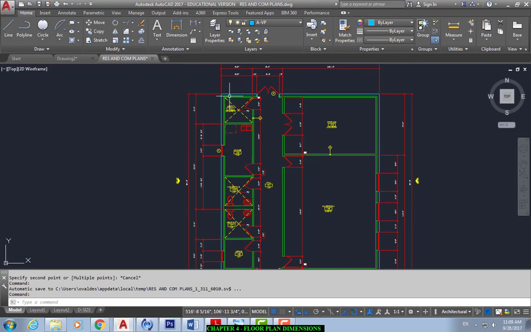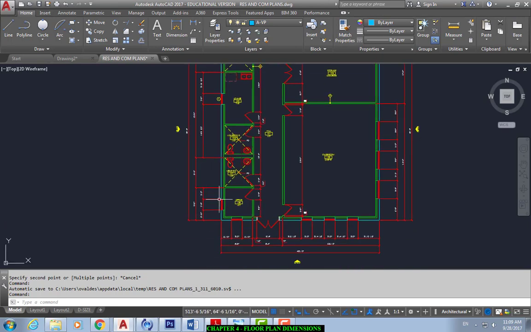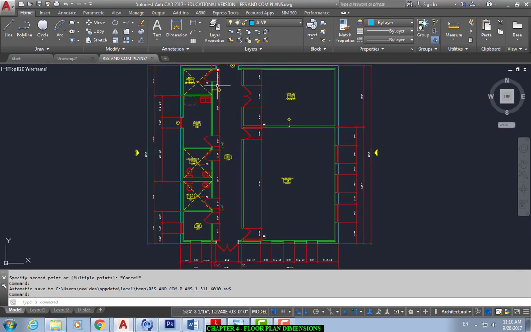The other one is interior walls. I have an interior wall there. Actually, we missed that one. We should have one dimension there, one dimension there, one dimension there, and then the overall. And the interior dimensions go all the way.